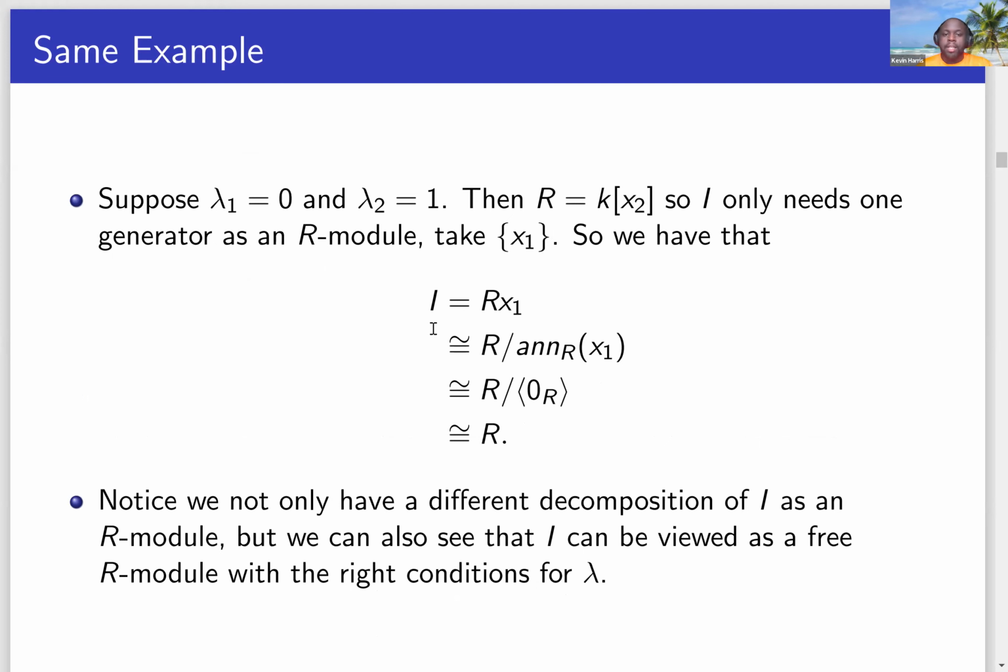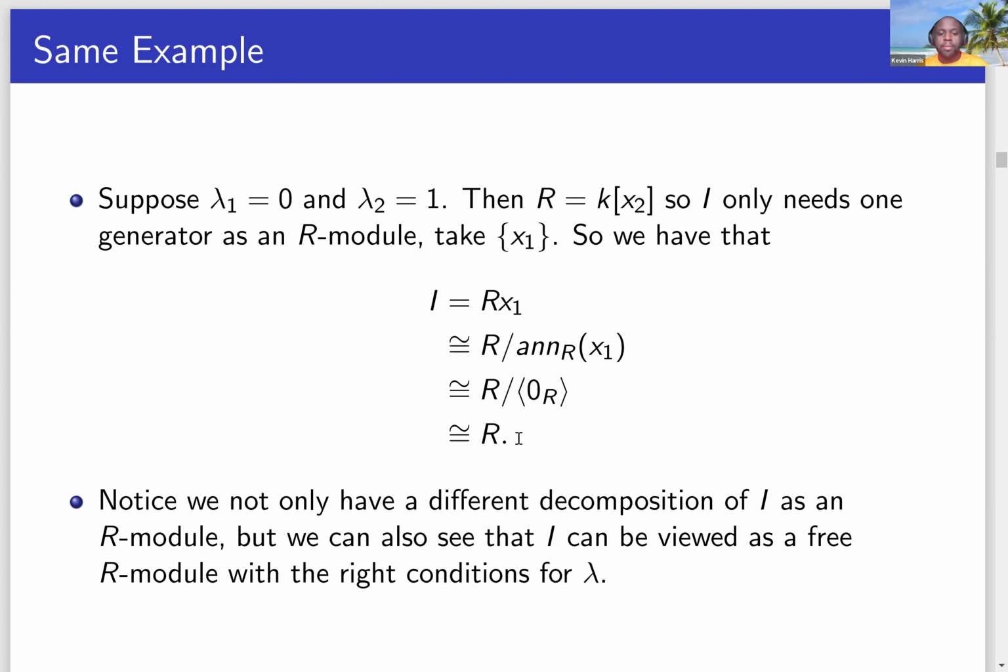So then we have that I is just going to be equal to R x1, which of course is just going to be isomorphic to R mod out its annihilator, which the only thing that annihilates X1 from R is just going to be 0 because no form of X2 is going to annihilate X1. So then basically we go through all this just to see that I is going to be isomorphic to R. So just a copy of our K bracket lambda in this case.